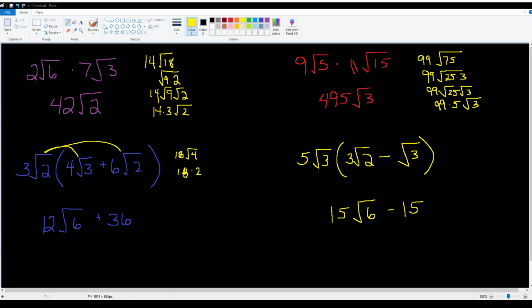And then same thing here. We use a different color for this one. Distribute. 5 times 3 is 15. Radical 3 times radical 2 is radical 6. Can't be simplified, stays as is. 5 radical 3 times radical 3, that's going to give us 5 radical 9, because radical 3 times radical 3 is radical 9, but the square root of 9 is 3, and 5 times 3 gives us 15.